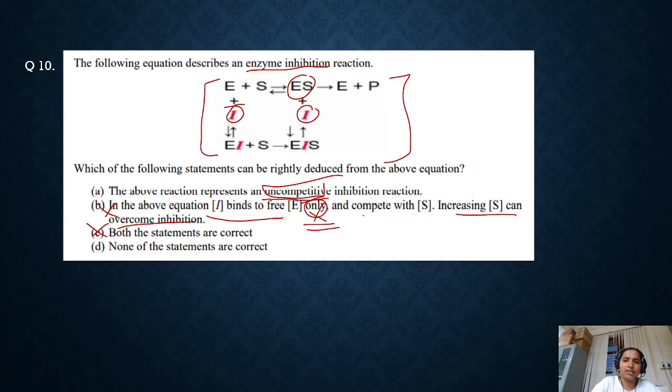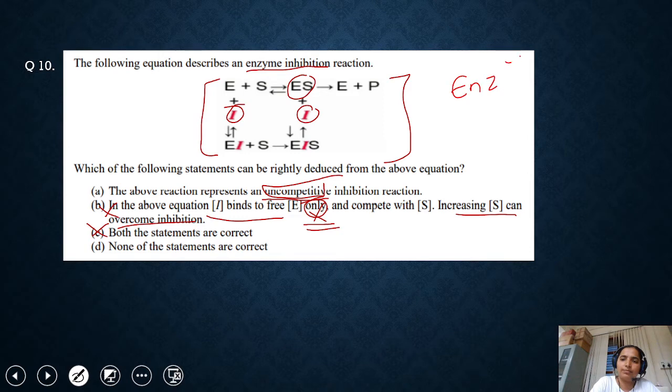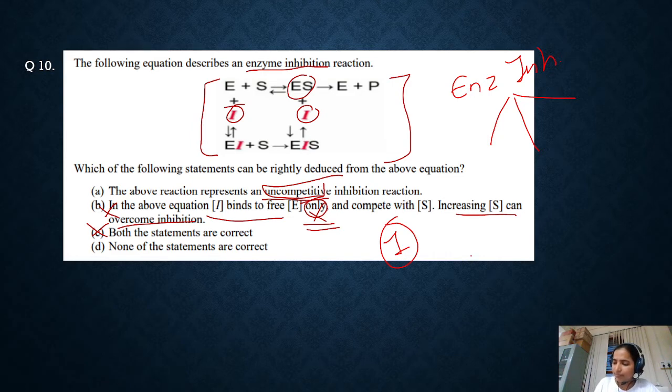Okay, let's start discussing. We have studied enzyme inhibition. There are three types of enzyme inhibition. Suppose there is a compound that we usually represent with I, because, as the name itself says, it is an inhibitor. So this is how it will inhibit the enzyme.